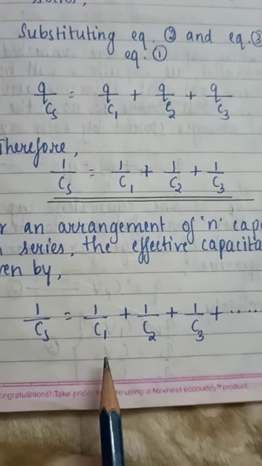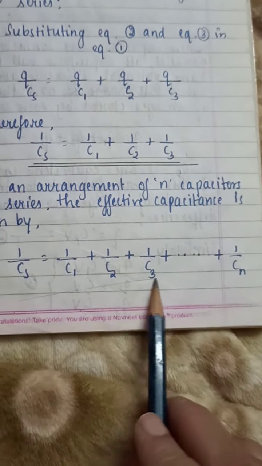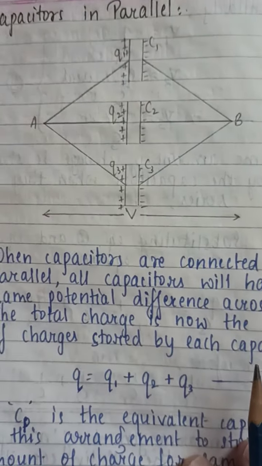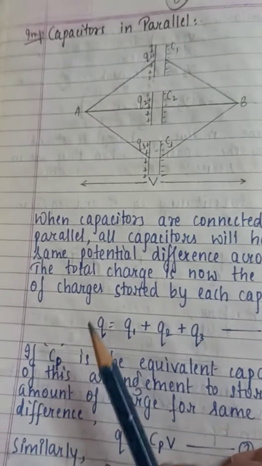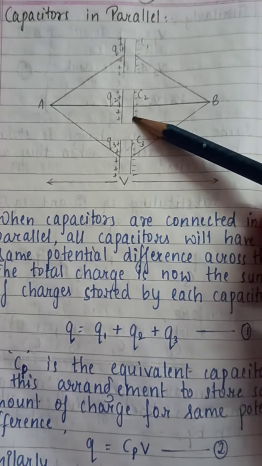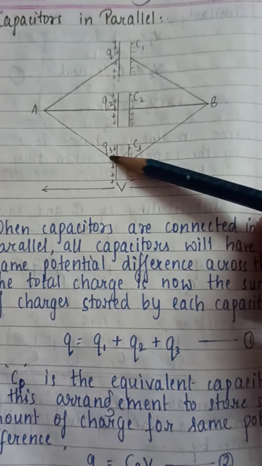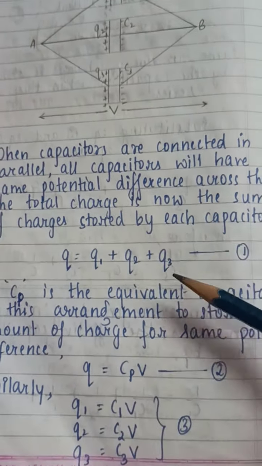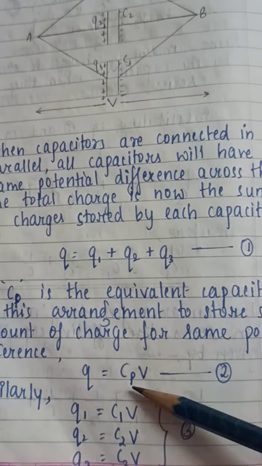Next, if you take n capacitors, then this expression will go up to 1 by Cn. Next is capacitors in parallel. The same method you have to use, but in parallel capacitors voltage will be constant and charge will get distributed. So charge Q equals Q1 plus Q2 plus Q3. In the Q formula we know Q equals CV.